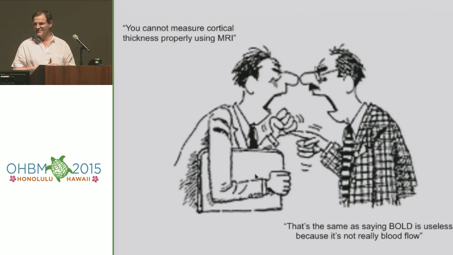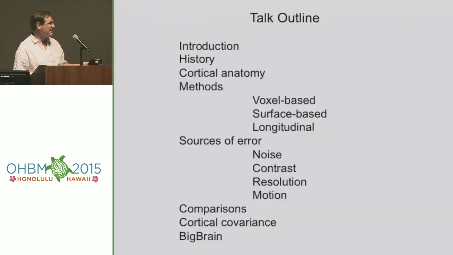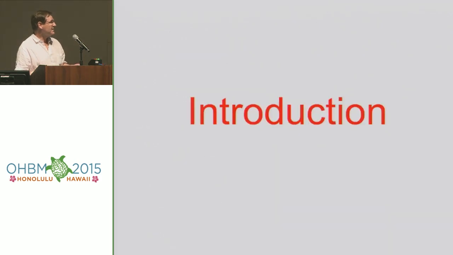Both positions are correct. It's very difficult to extract microstructural anatomy from 1 millimeter resolution MRI. But at the same time, heuristically, it's used in lots of different practical applications. I'm going to try and cover mostly methodological issues. I'll give you a little bit of history before we get to that.